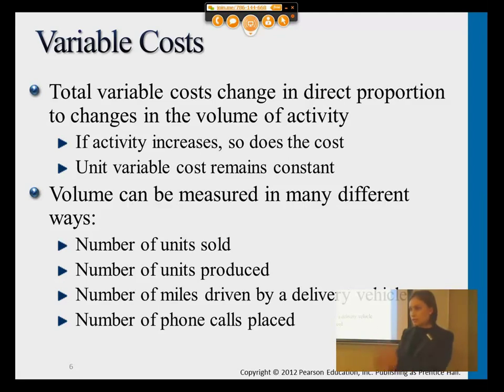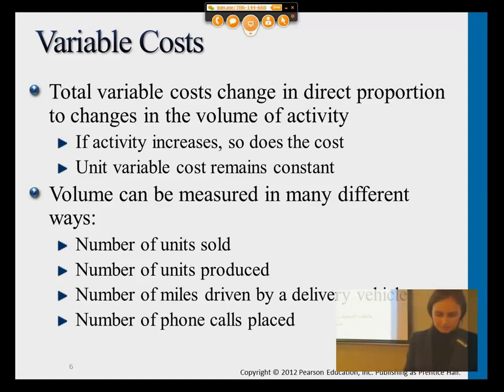Okay, we'll illustrate this. So if my variable cost for that production of a table was $100, it does not matter how many I produce, right? That's per unit. Okay, so next one, how can we measure our volume? It's units sold, units produced, miles driven, phone calls placed, etc.